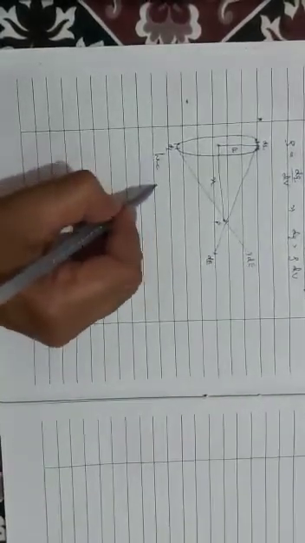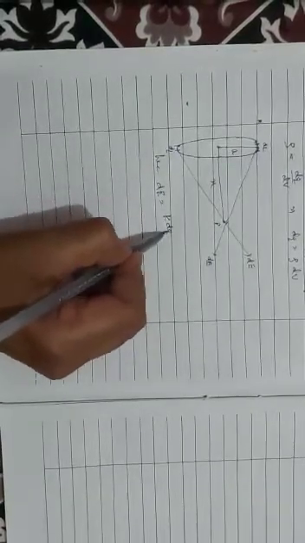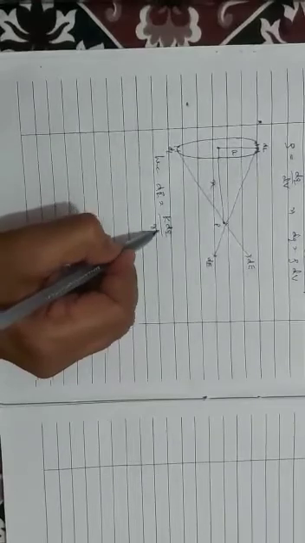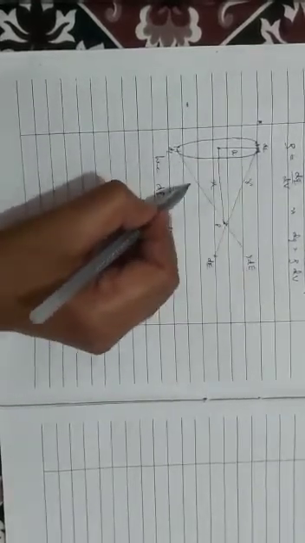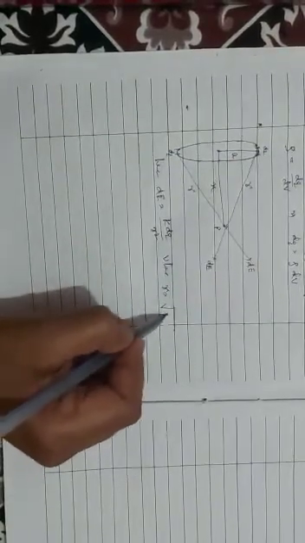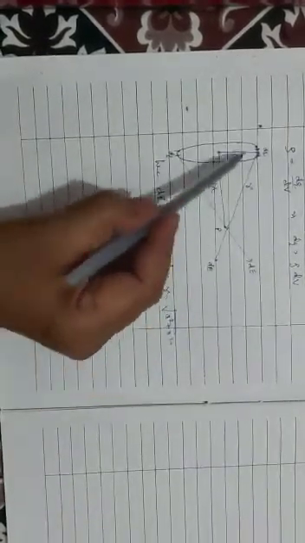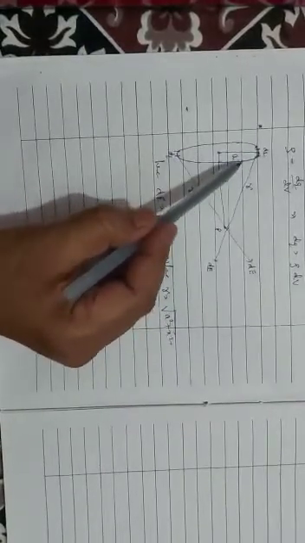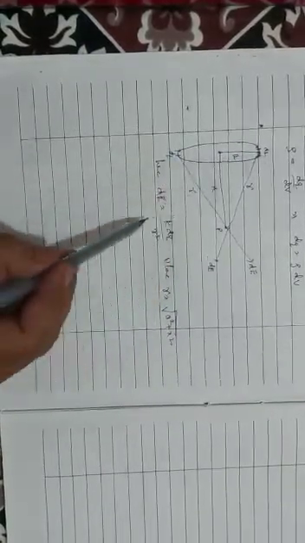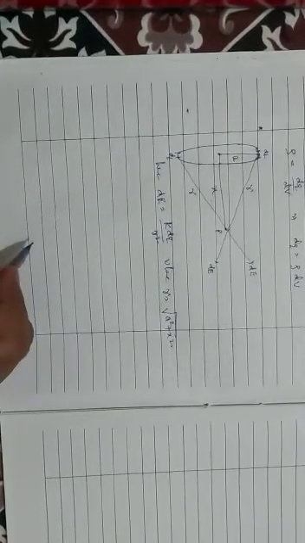Here your dE will be k dq by r square, where this distance r is given by the formula root of a square plus x square. Now here, for every element, there is a diametrically opposite element. So you can't simply integrate this because these are in different directions. Integration means, remember, algebraical summation.